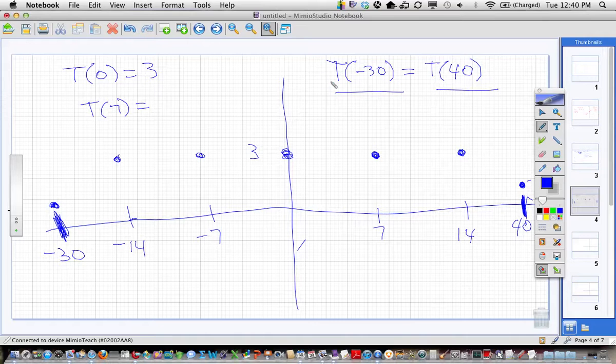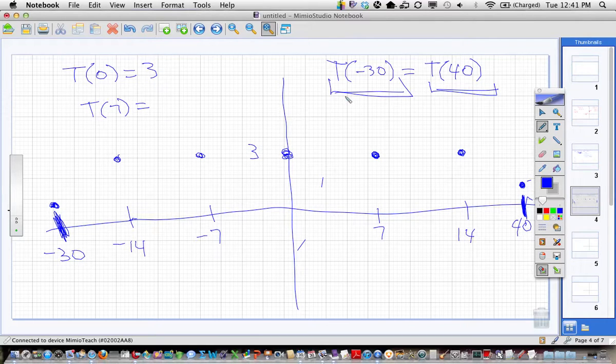Again, like I said yesterday, when you see t of negative 30, I would hope you think output. That's an output on the graph. That's a y value on the graph. T of 40, that's a y value on the graph. Those two y values are going to be the same because they're 10 periods apart. Okay, very good.